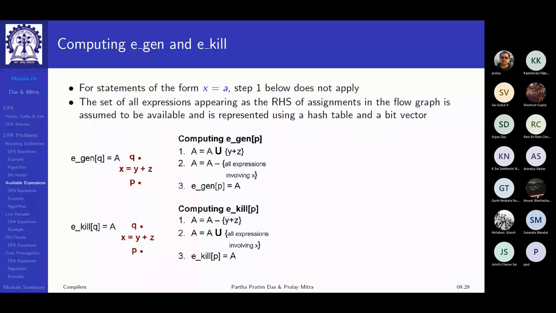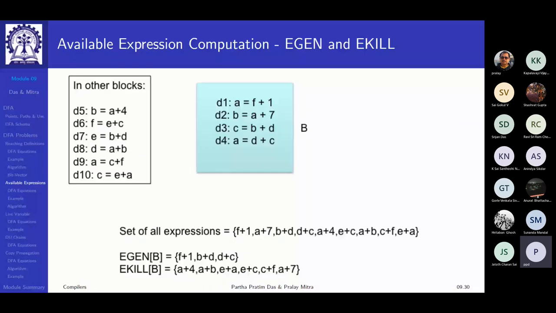Again, an example of these sets. These are the same 10 definitions we had used earlier. Now we will be looking at the expressions only. So I have f plus 1, a plus 7, b plus d, d plus c, a plus 4, and so on. Do I have 10 expressions? 1, 2, 3, 4, 5, 6, 7, 8, 9. I have 9 expressions, right? Because b plus d is there twice. So I have 9 expressions here. That is my domain. The gen set here is f plus 1. A plus 7 is not in the gen set because after that A has been changed. So it has been removed from the gen set, b plus d, d plus c. Kill set is anything involving A, B, C will get killed.